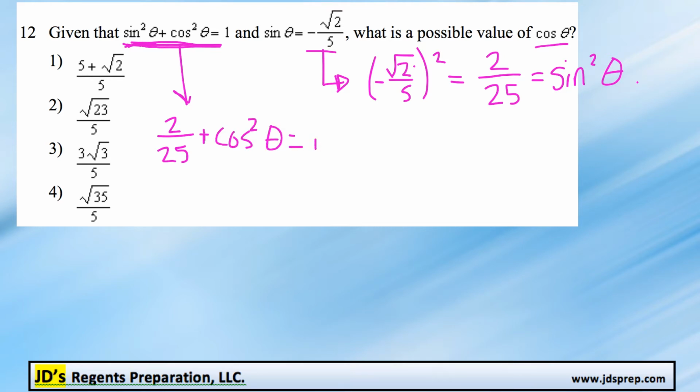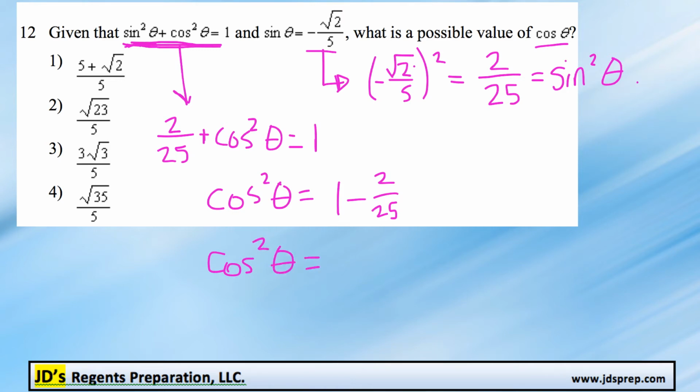Now what we're going to do is isolate cos squared of theta, and we can do that by subtracting 2 over 25 from both sides of the equation. And so that would look like this. Cos squared of theta is equal to 1 minus 2 over 25. And if we subtract those numbers, we would get 23 over 25.